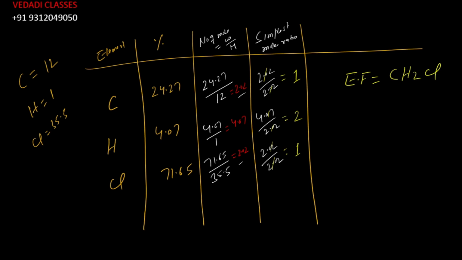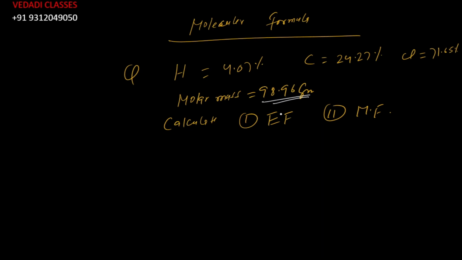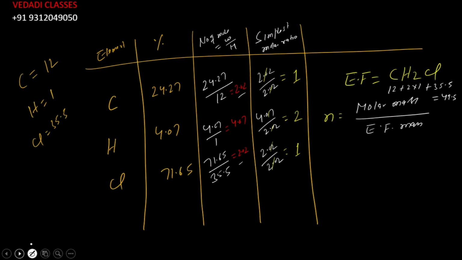Now you got the empirical formula. To find the molecular formula, you have to find n. As I told you, n is the molecular mass, or the molar mass, which is already given, upon the empirical formula mass. The empirical formula is this one, so you have to find its mass: carbon is 12 plus 2 into 1 plus 35.5. When you solve it, the empirical formula mass will come 49.5. Now the molar mass is already given in the question: 98.96. So find out n.